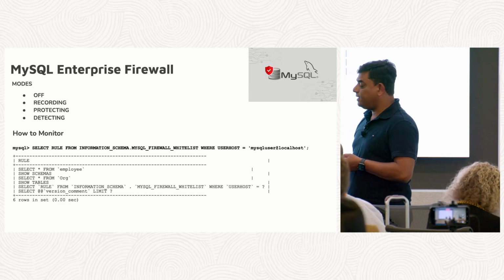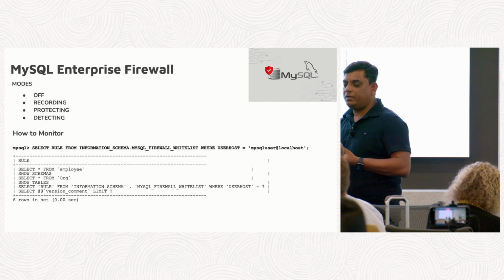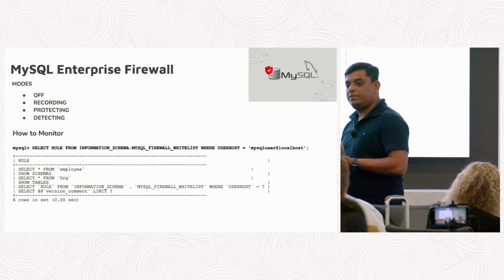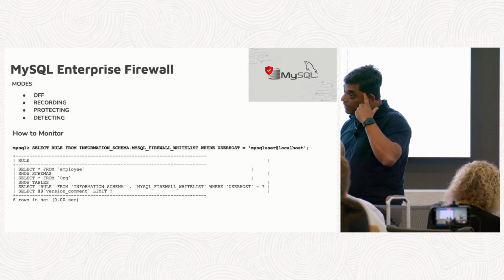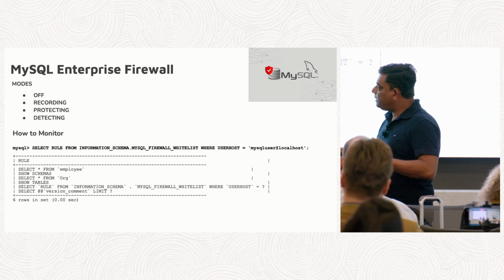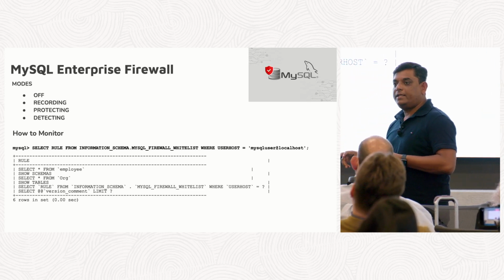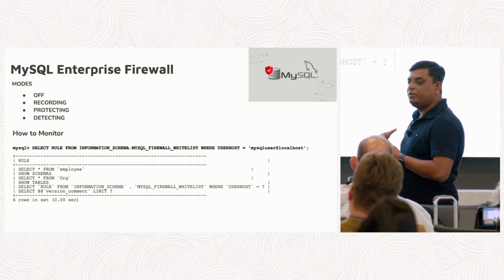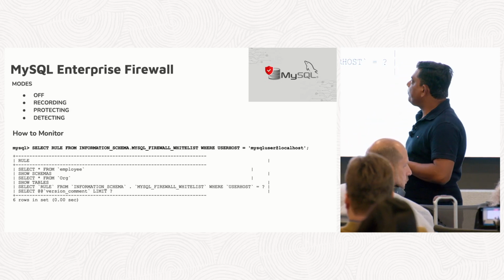So this detecting works, for example, when you upgrade your application tomorrow, but you don't know in a live production upgrade what queries will change in your upgrade, right? In that kind of situation, changing it to detecting helps you to not completely take away the protection, but at the same time, for anything new, you will know these are all the queries being executed now.